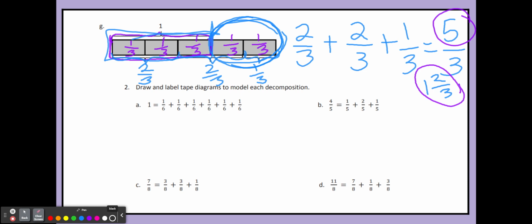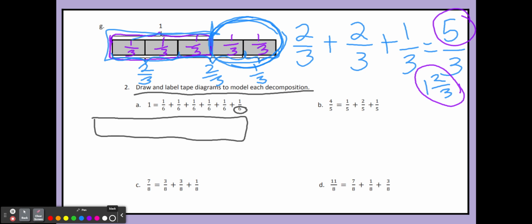So now we have to draw and label the tape diagrams to show what this is showing us. This has denominators of 6, so I'm going to draw a picture with 6 pieces. Make them as close to equal as possible. 1, 2, 3, 4, 5, 6. Okay, and then I'm going to color them all in because it's equal to one whole.